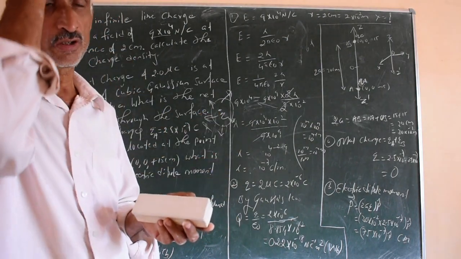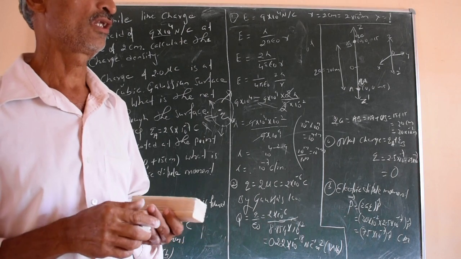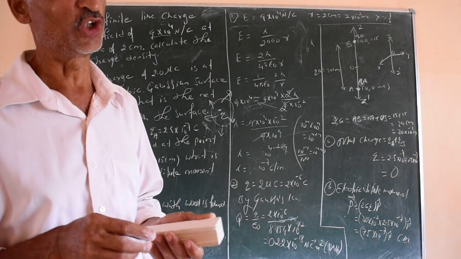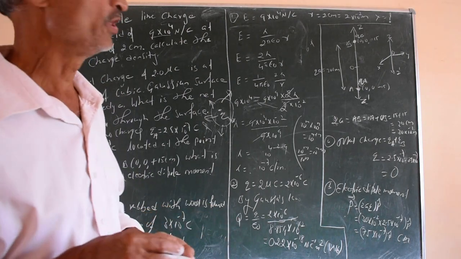So how many electrons are transferred is the question. By the quantization of charge, Q is equal to n into e. It is the formula for Q. Q is n into e.